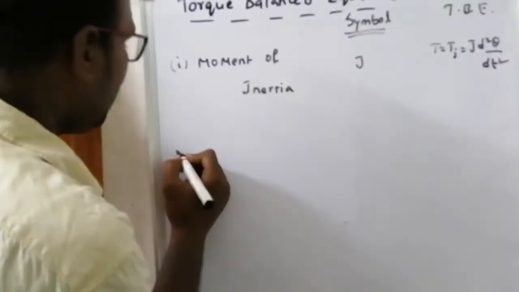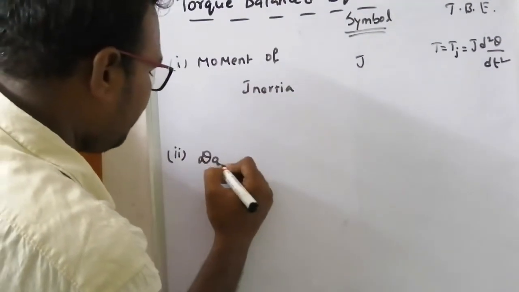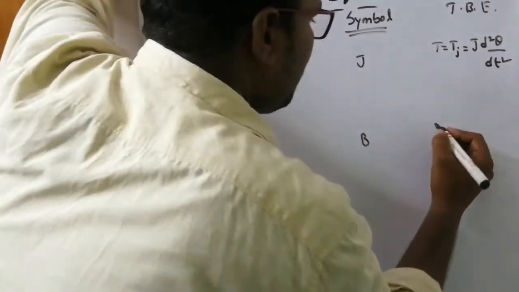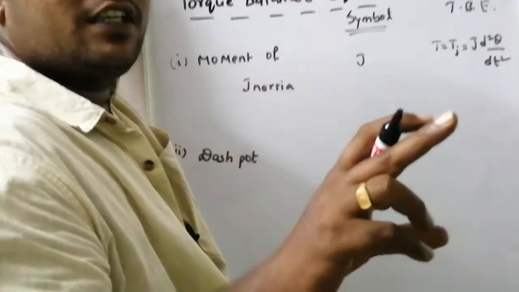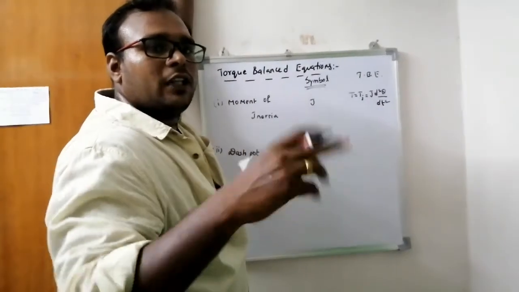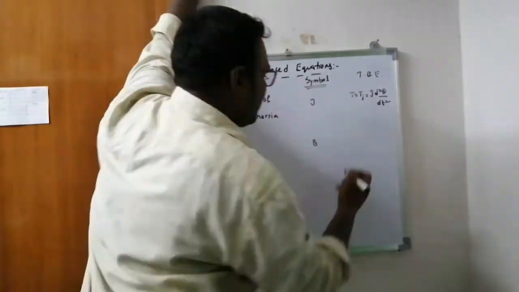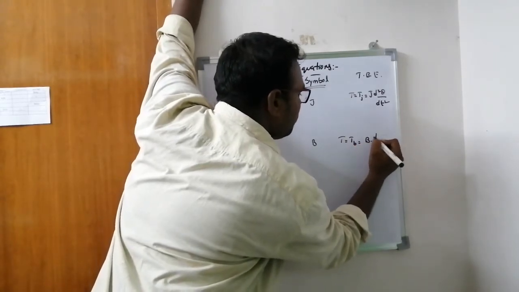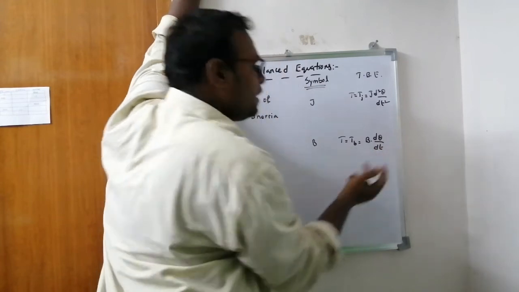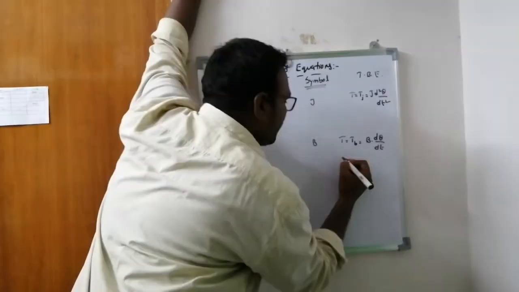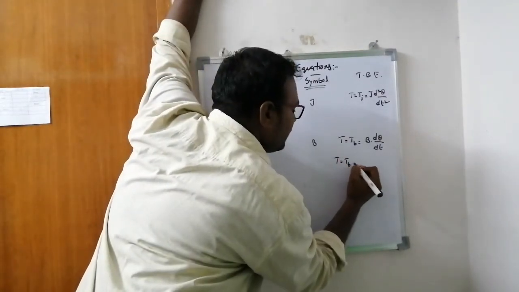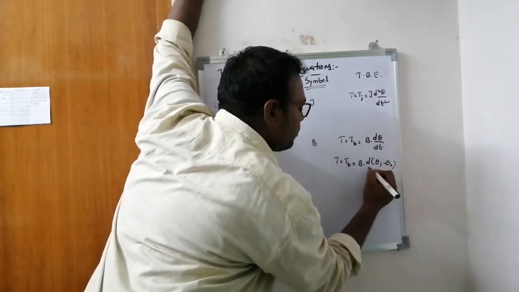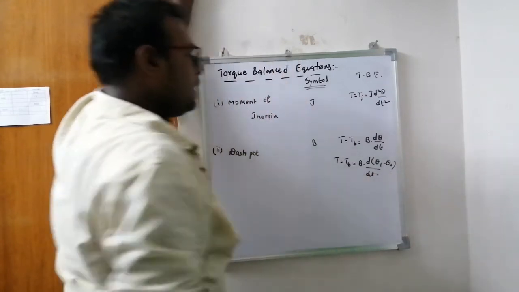Next one is the dashpot. It is represented by B, and we have two equations: one when fixed at one end, and another when both ends have angular displacements. T is equal to TB, which is equal to B into d theta by dt, when it is fixed at one end. T is equal to TB, which is equal to B into d (theta 1 minus theta 2) by dt, when both ends have displacement.